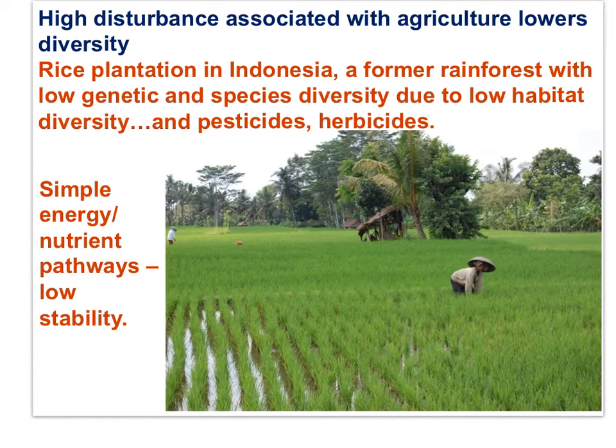Even rice paddies have low genetic and species diversity due to the monocultures along with the use of pesticides and herbicides. When we convert large tracts of land to agricultural fields, there is low habitat diversity as well.